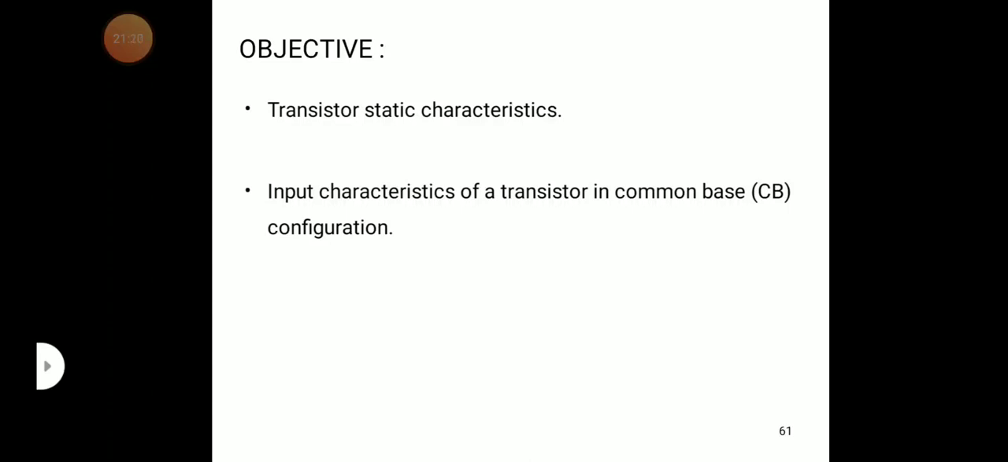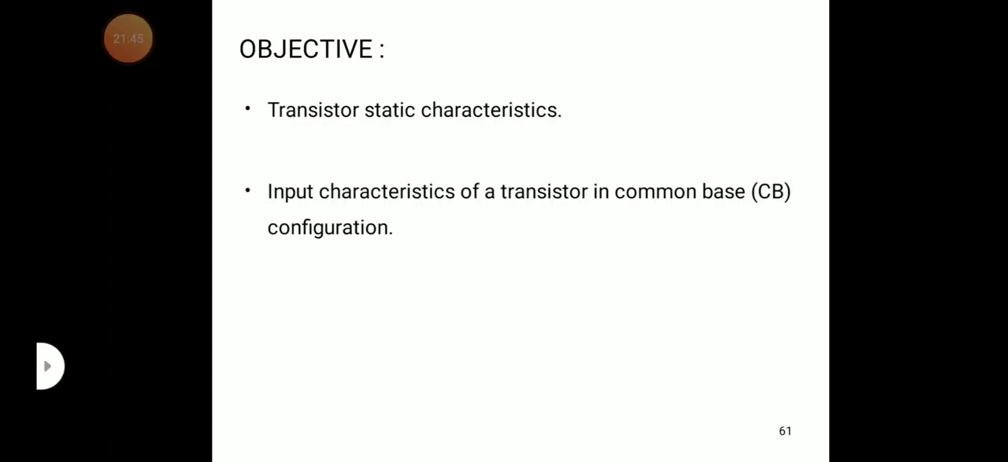Our device can be connected in three ways: common base, common emitter, common collector. We need to study in which way it is more useful for us, in which configuration we can get more advantages. So we need to study the characteristics of the device.